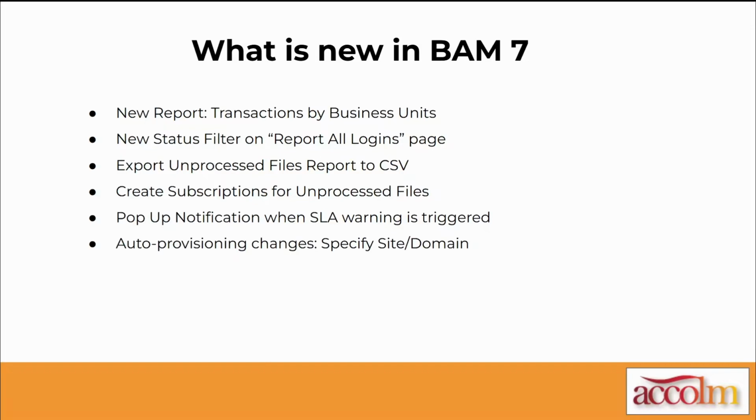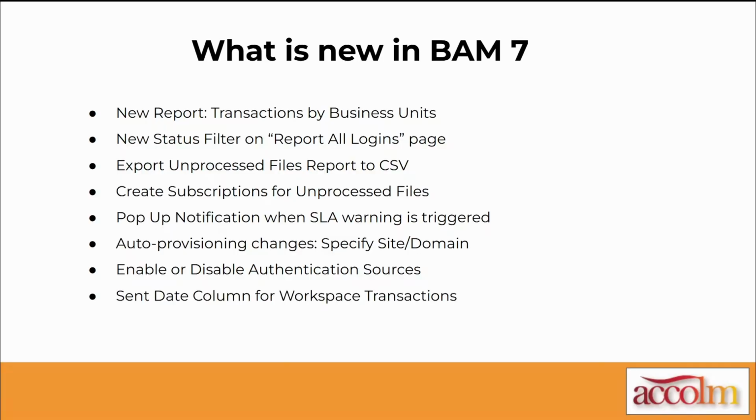We changed auto-provisioning where you can specify which site or domain should be auto-provisioned. You can now enable or disable your different authentication sources. And lastly, but not least, we've added a sent date column for workspaces transactions. Those are all the features that we've packed so far in version 7.